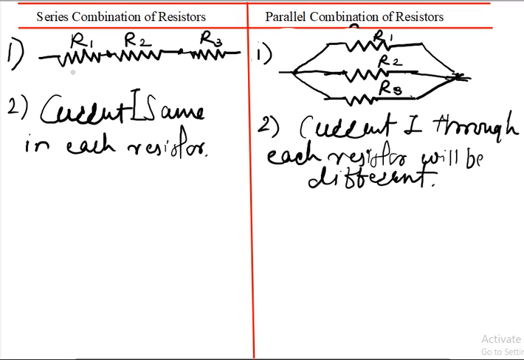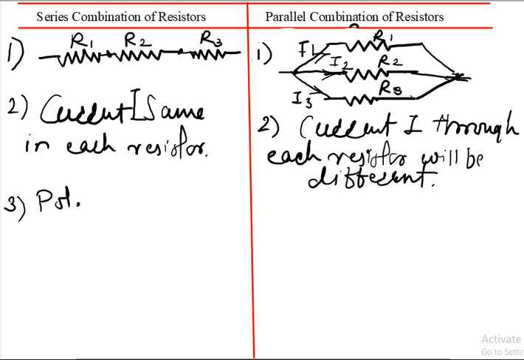Suppose the current passing through each resistor is the same, then those resistors are considered to be in series. If the current passing through each resistor is different, then those resistors are connected in parallel. So here let the current be I1 passing through R1, I2 passing through R2, and I3 the current passing through R3. Now let us consider another point, potential difference.